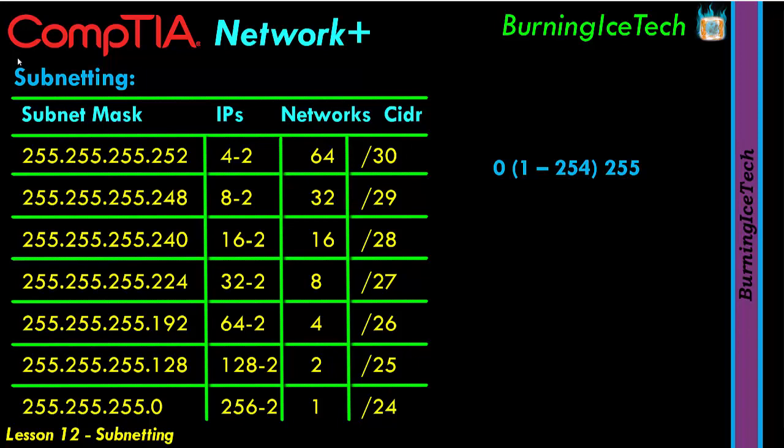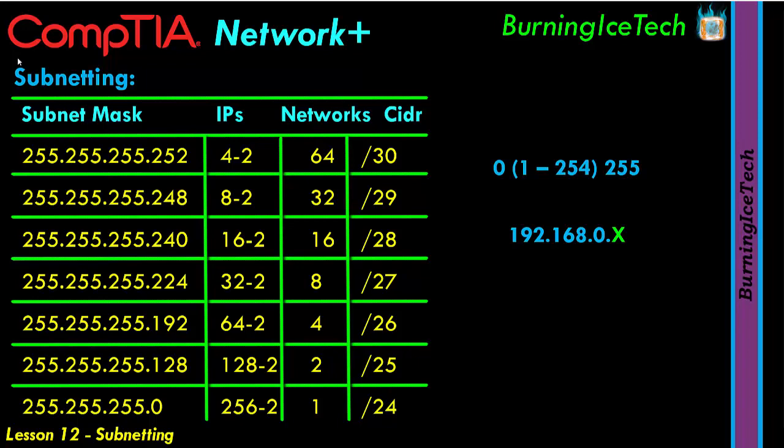I cannot use the first number. I cannot use the last number. So in other words, I cannot use 0 and I cannot use 255. 0 is the first one, 255 is the last one. Anything in between is what I can go and use, which is now obviously the 1 all the way to 254. So, with that in mind, what my IP addresses for my users would look like is something like this.